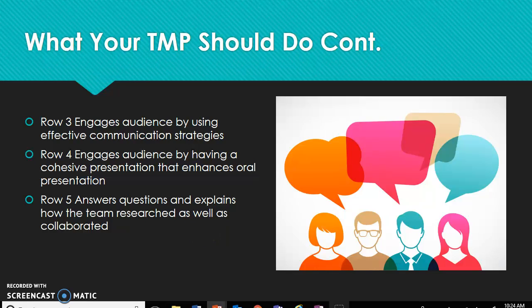These are things like eye contact, gestures, varied tone, as well as pacing with your tone, okay? So speaking loud enough so we can hear you, things of that nature. Row 4 engages audience by having a cohesive presentation that enhances the oral presentation.